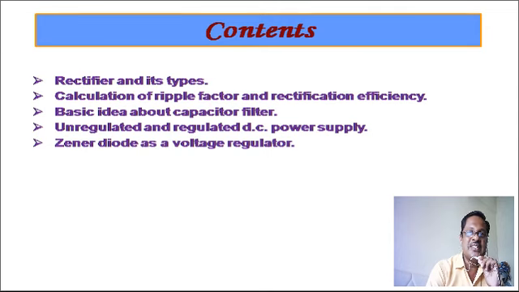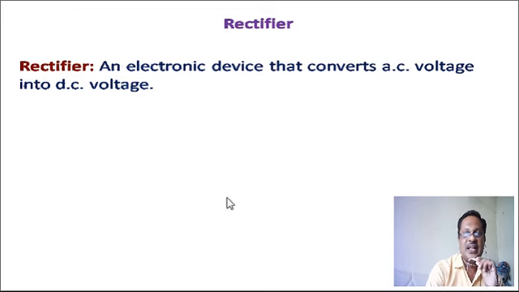Now the first topic is the rectifier. A rectifier is an electronic device that converts AC voltage into DC voltage. That means AC voltage is applied to the input of the rectifier circuit and we get a DC voltage at the output of the rectifier circuit. Therefore, a rectifier is an electronic device that converts AC voltage into DC voltage.